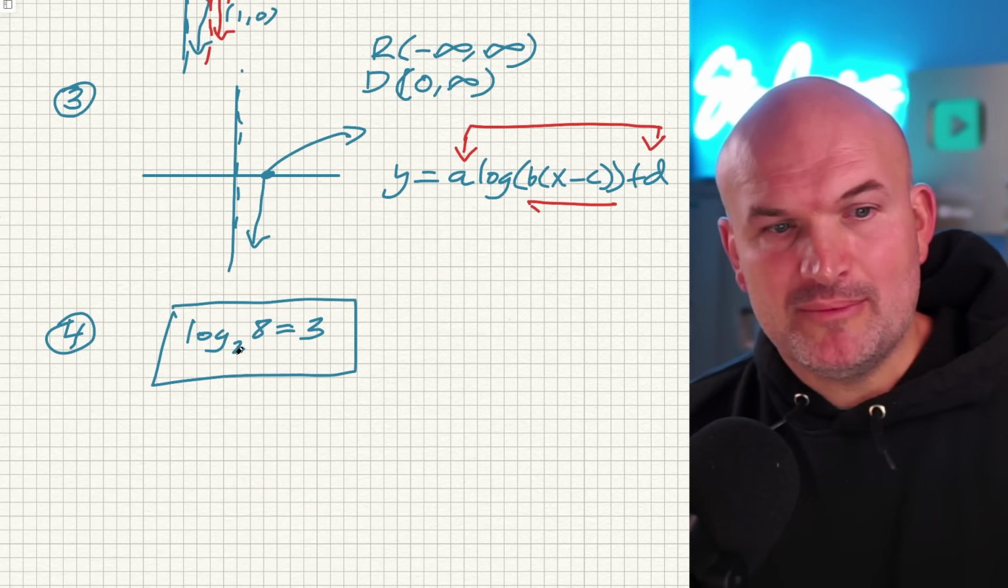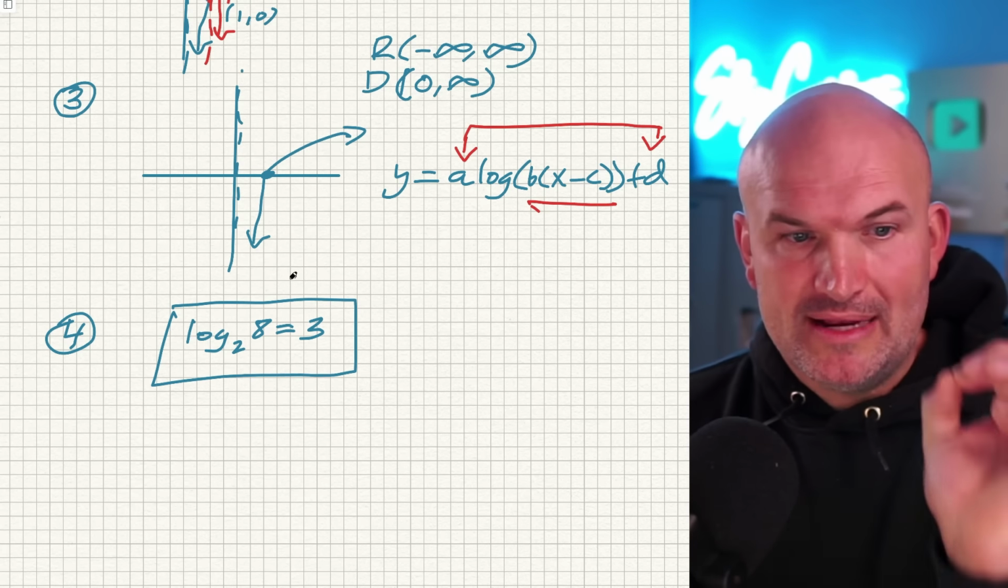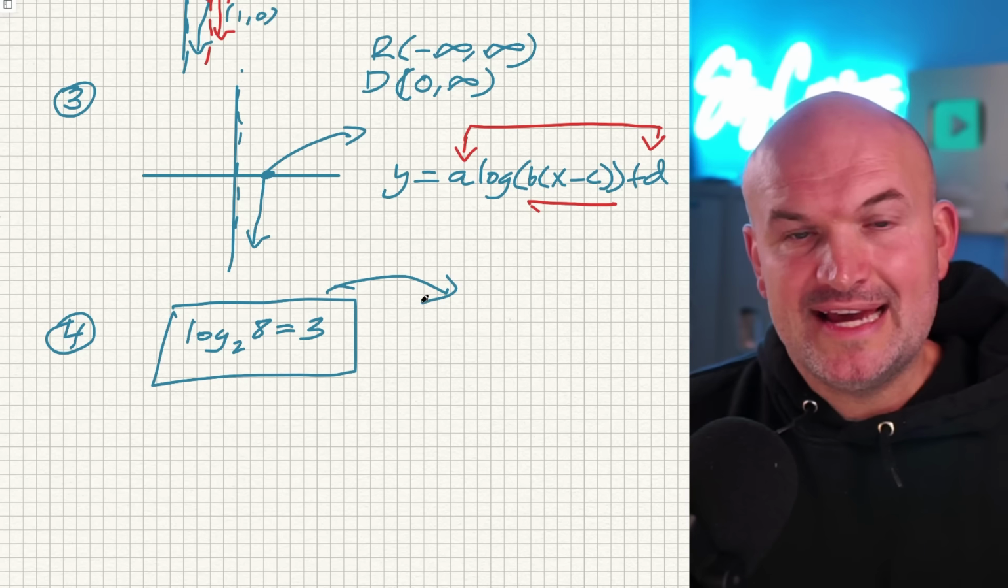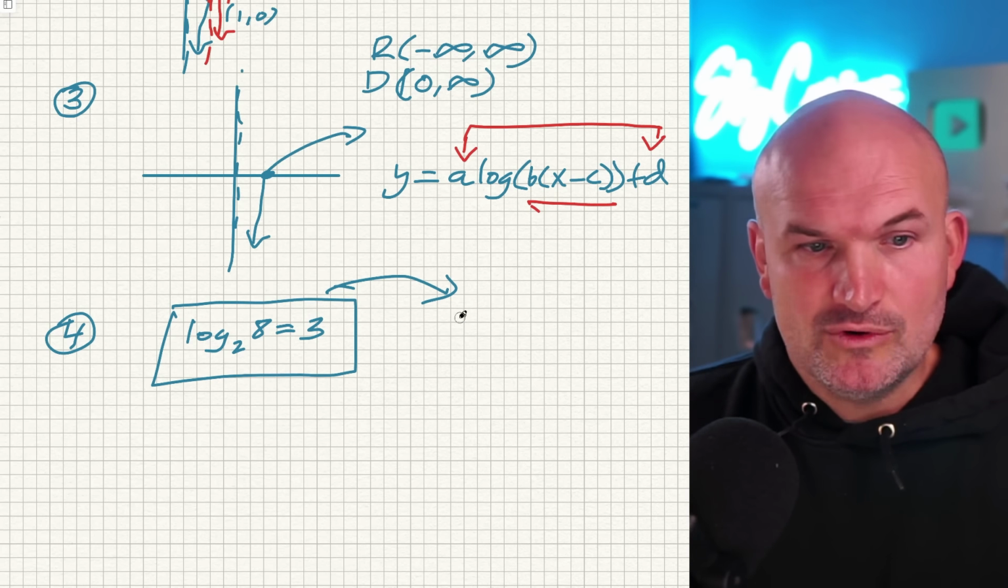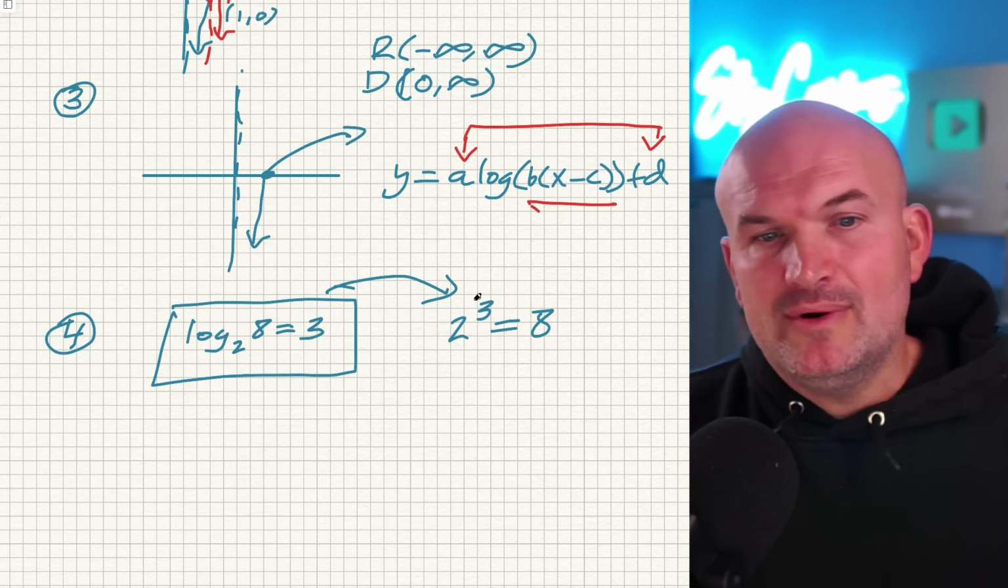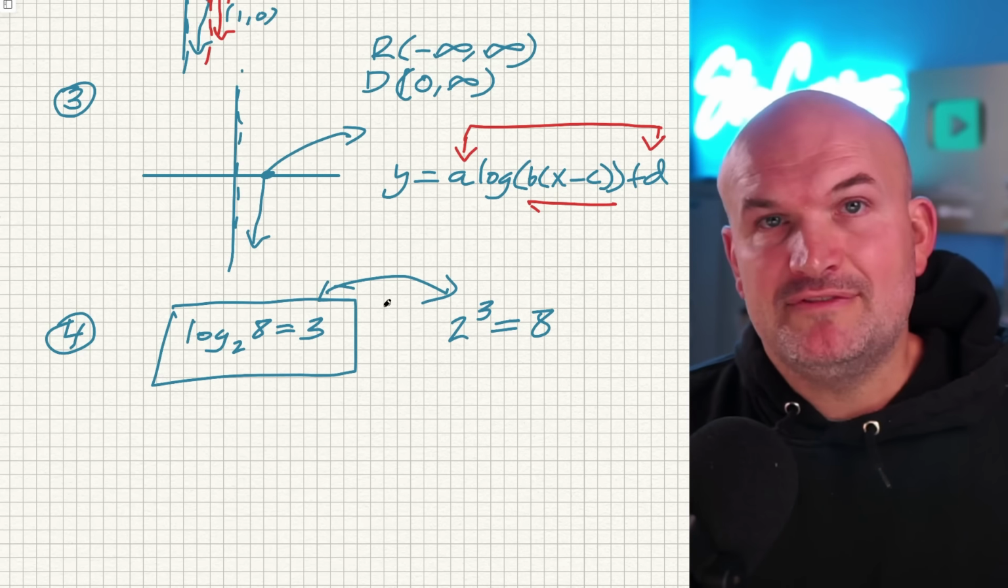And the reason why I have this memorized is because I know I can remember log. This is in what we call logarithmic form, and I can easily write that in exponential form as 2 cubed is equal to 8. Now, why would this be important? Why would I need to use this for graphing logarithms?